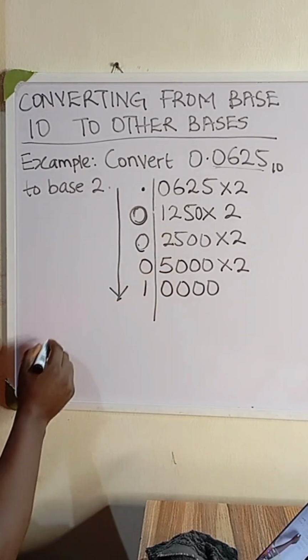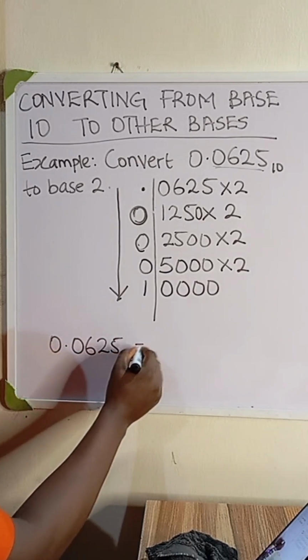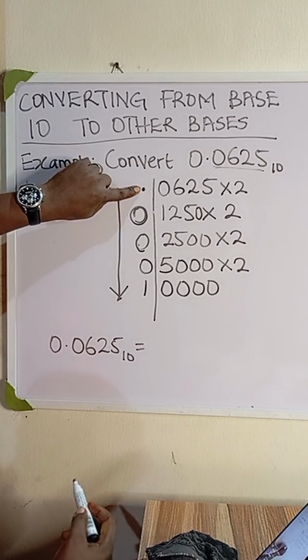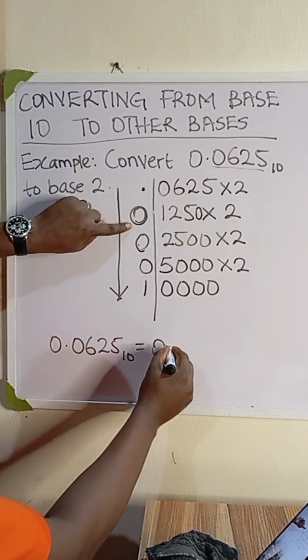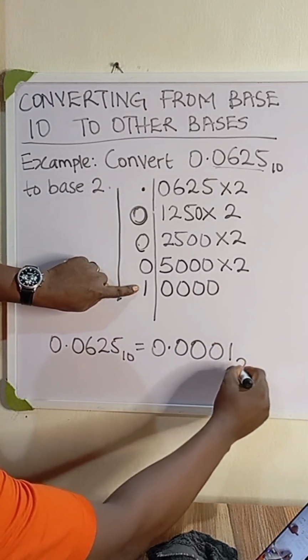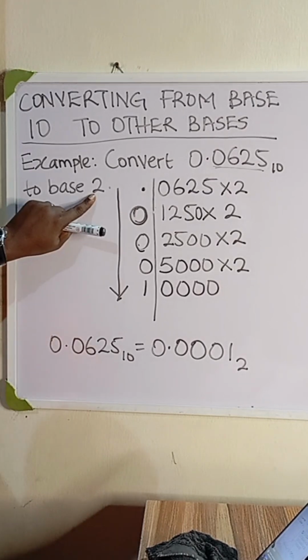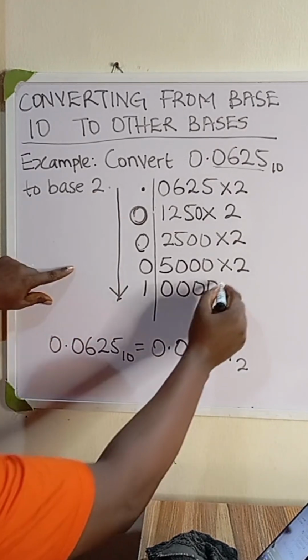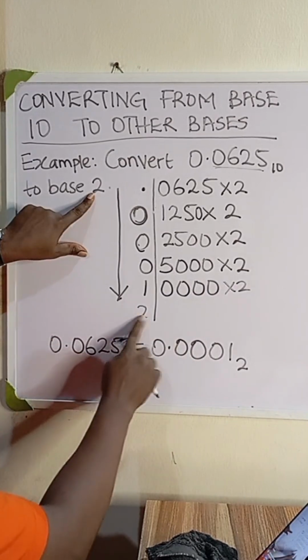So that means 0.0625 base 10 is equal to, there's a point here, so that means it is 0 point, so it's 0.0001 base 2. How did you get 2? You can't get 2000. Remember, base 2 numbers cannot have 2. If you multiply again by 2, you're going to have 2 here, which is not possible because a base 2 number cannot accommodate a 2.